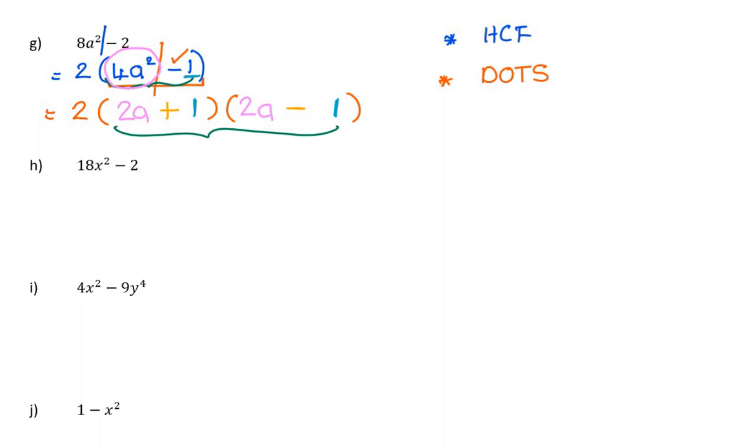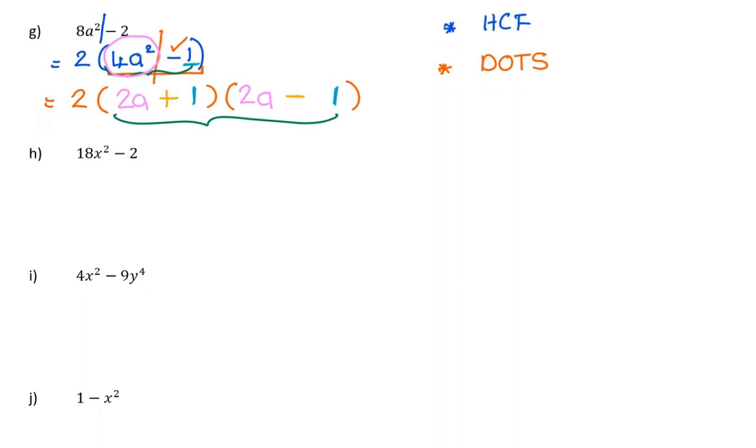Once we've first checked for a highest common factor, that used to be the end. Now we have to go forth and check, is there a difference of squares as well?